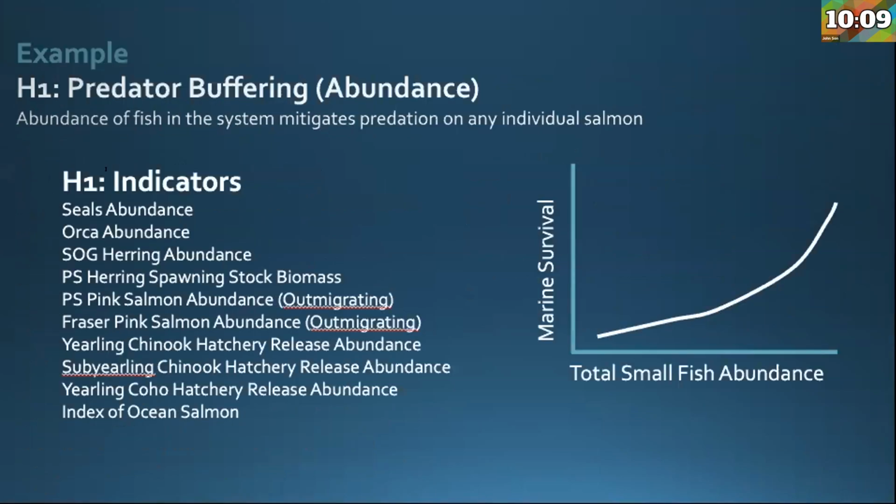For each hypothesis, we came up with indicators that we could get data for under them. And we had anywhere from 5 to 12 indicators within each hypothesis. So here we're looking at something like marine survival as a function of total small fish abundance. And we would hypothesize that as total small fish abundance increases, marine survival might increase. So this is just one example.